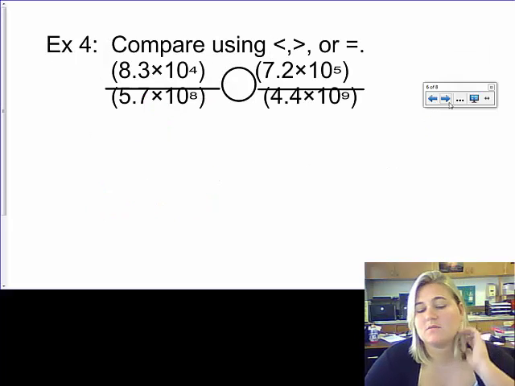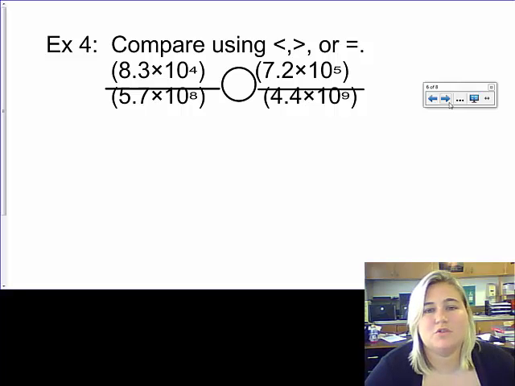So I want us to compare, and I want you to practice this one on your own paper using the rule that we just talked about to figure out which one you think is less than, greater than, or equal to. So on your own paper, go ahead and solve and see what you come up with.